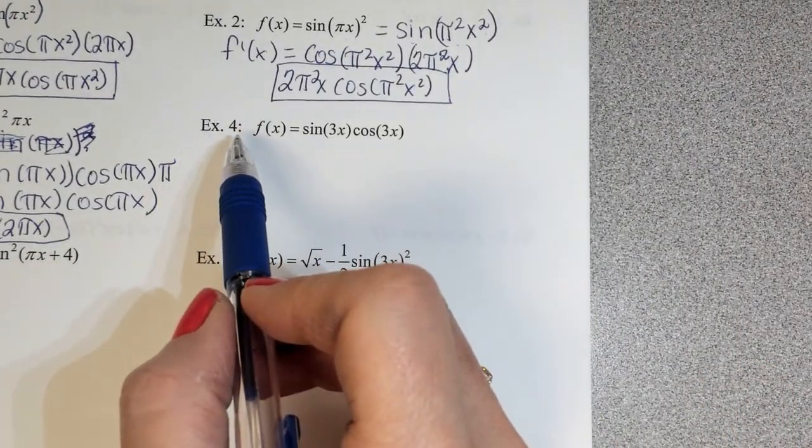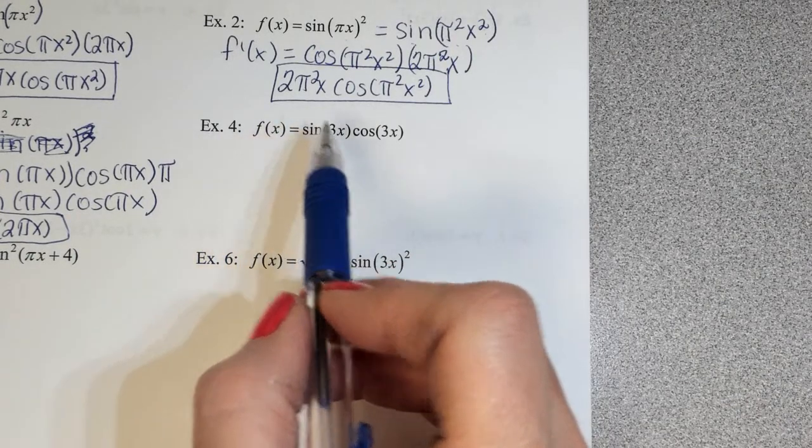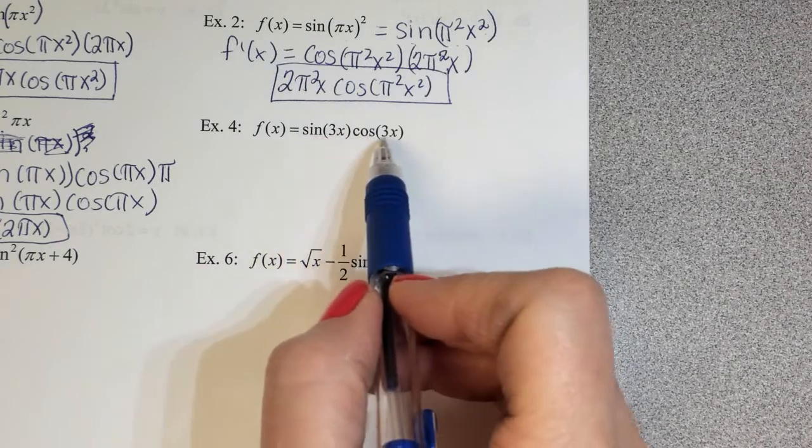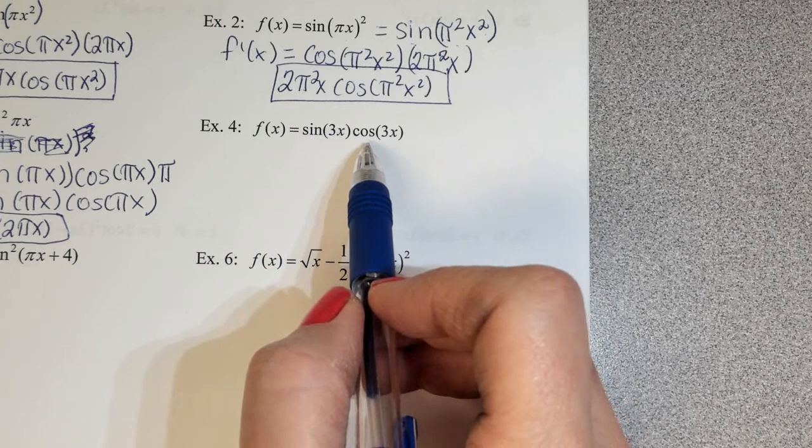Example 4. If we can simplify at the beginning, we should. Because if I just start this problem the way it is, I'm going to have to use the product rule and the chain rule. Yes, David?